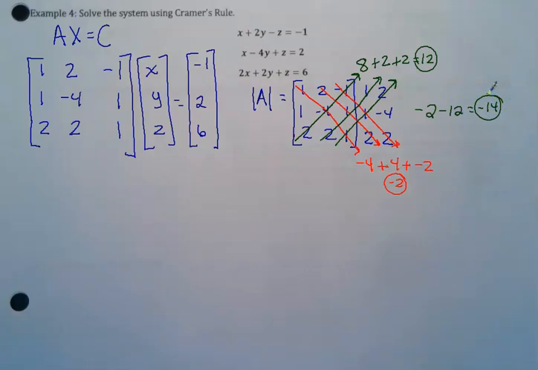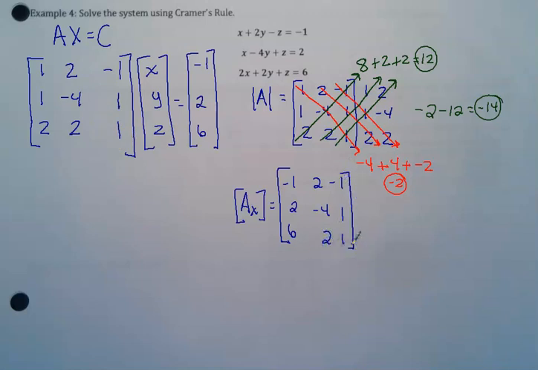Okay, then we need the determinant of a sub x. When we find the determinant of a sub x, recall that that is when we put our constants in for our x values, that x column. So we're going to have -1, 2, and 6. And then we're going to copy down the other two columns. So 2, -1, -4, 1, 2, and 1.